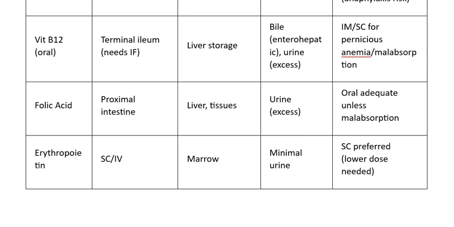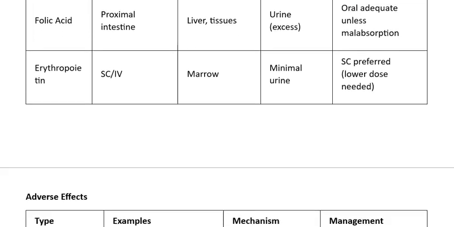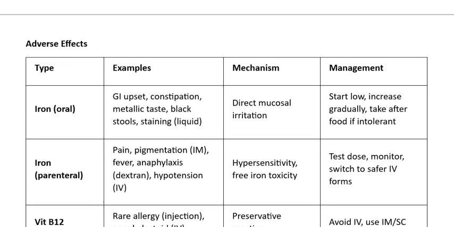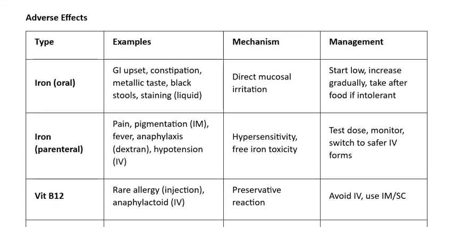The note about SC being preferred is interesting. It often allows for a lower total dose compared to IV, potentially due to slower absorption, giving more sustained levels. So PK really tells us how we give these drugs and why certain routes are absolutely necessary in specific conditions. Exactly. It dictates dosage forms and fundamentally informs our therapeutic strategies. Okay, now let's talk about the downsides. While necessary, these medications aren't free of adverse effects. What should we be watching out for?